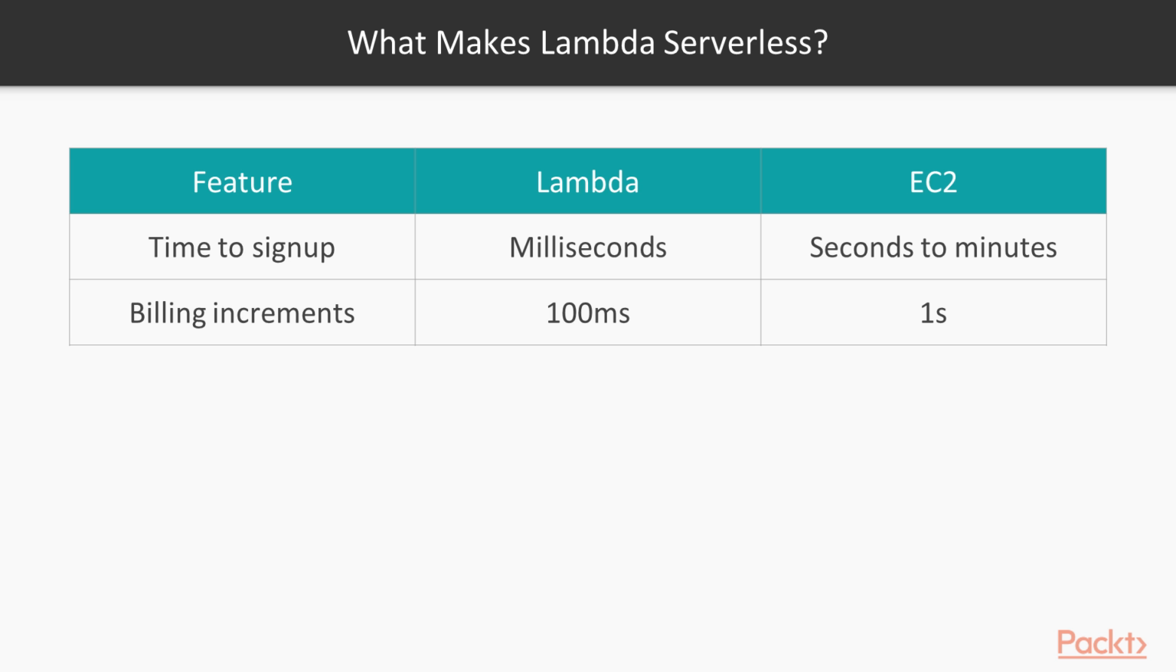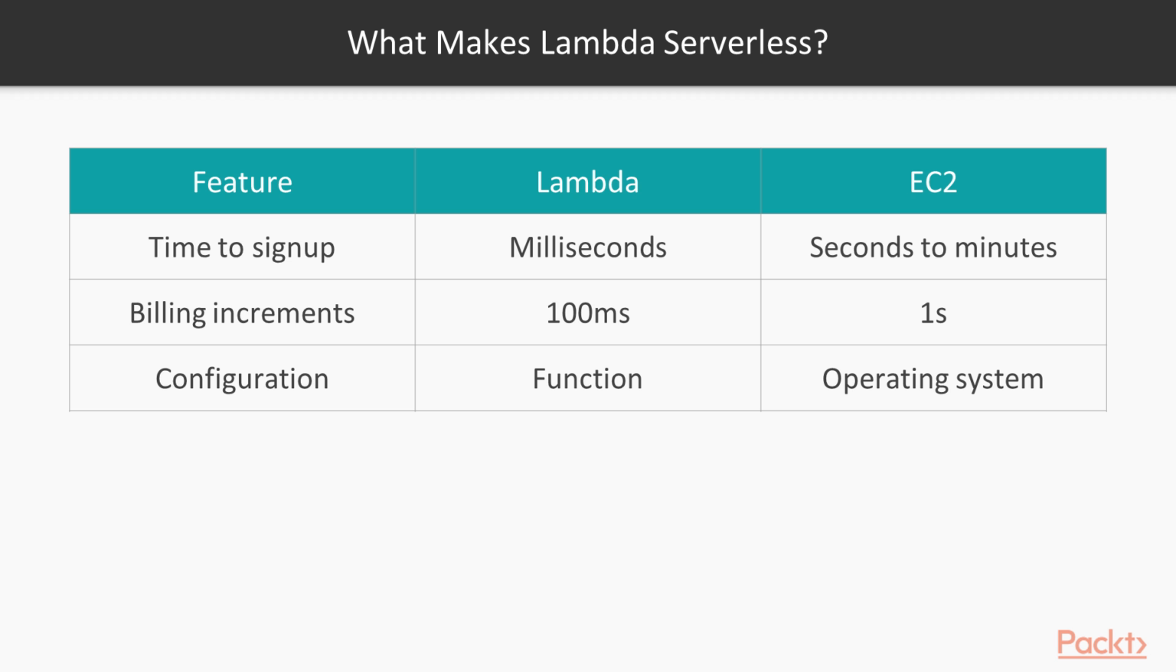instances and the type of server that you want. Since your EC2 server is going to be sitting there running all the time until you shut it down, you might end up paying for a lot of computing resources that you are not actually using. Let's talk about configuration. For Lambda, all you need to do is code up, build, and upload your function. And from there, triggers will be executed however it's required.